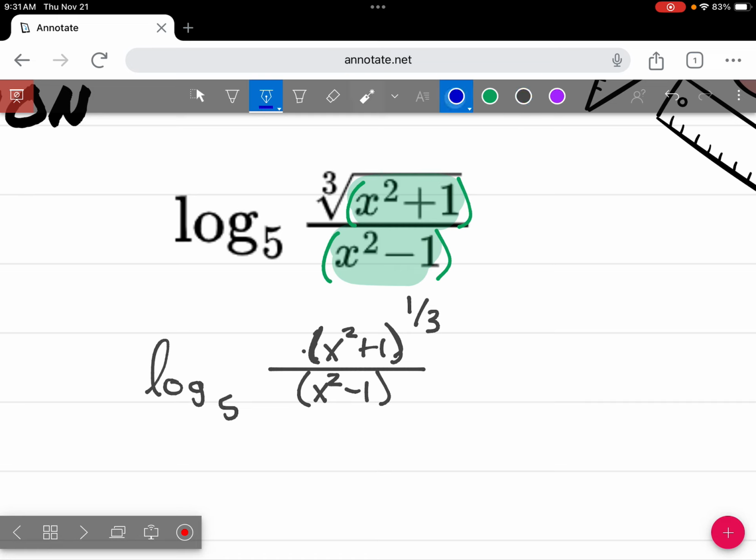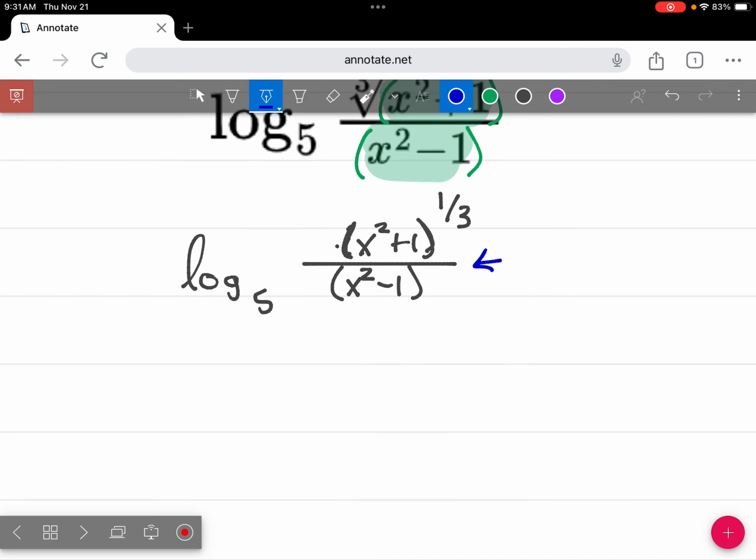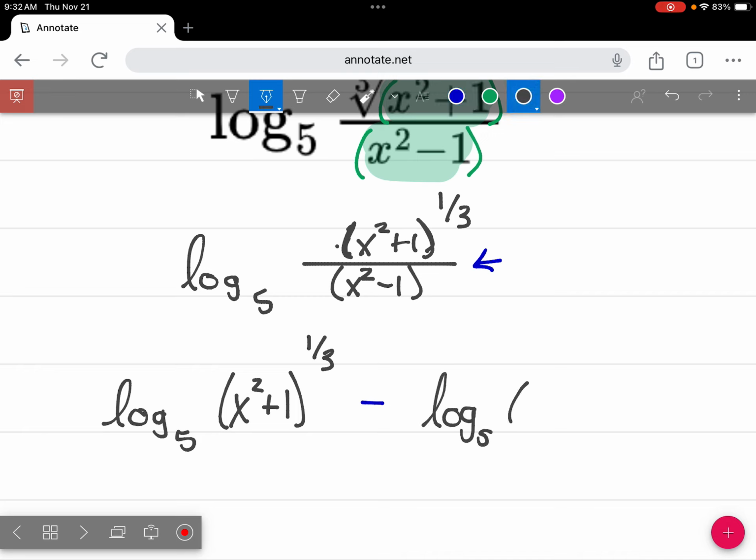Then I'm going to do my division property so that we can expand this out here. So we're going to have our log base 5 of our x squared plus 1 to the 1/3 minus our log base 5 of x squared minus 1. I'm going to use my power property to bring this down in front as our multiplier.